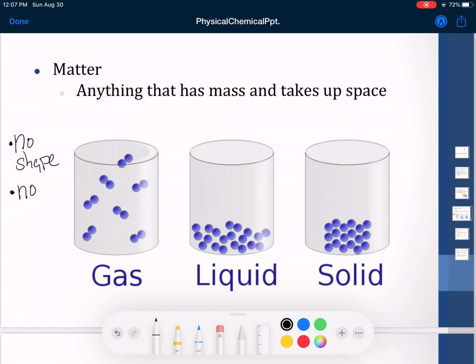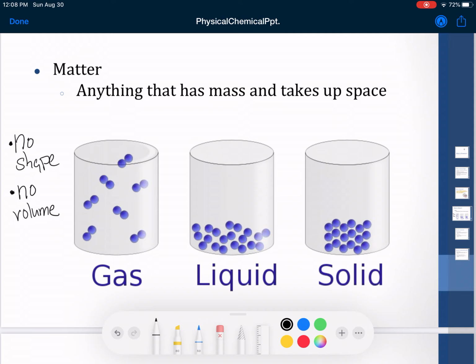And they also have no definite volume, right? So gases have no shape, meaning that no matter where they are, they are going to expand to fill wherever they are at, whether that's a gas contained in a bottle, whether that's the gases of the atmosphere, okay? They will never have a shape and they will never have a volume, okay? So pretty self-explanatory on the gases.